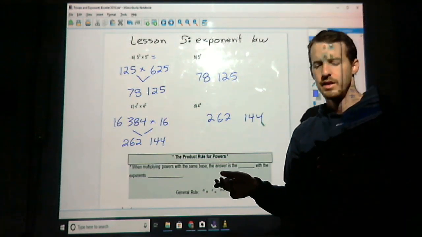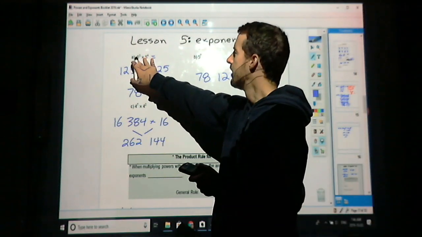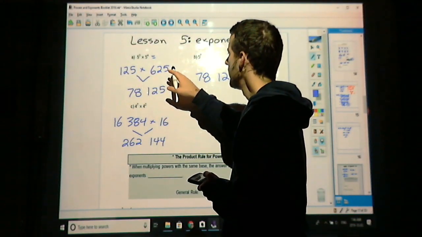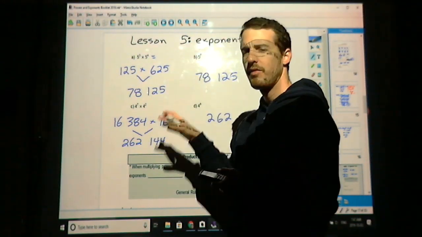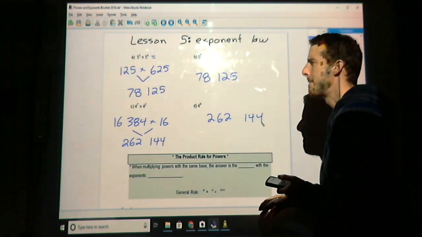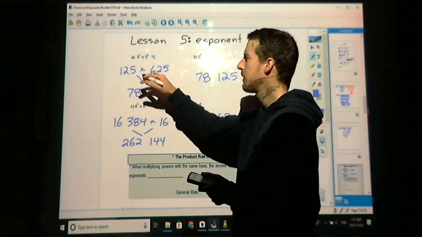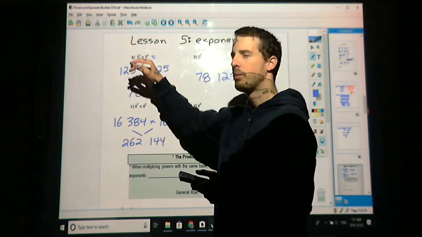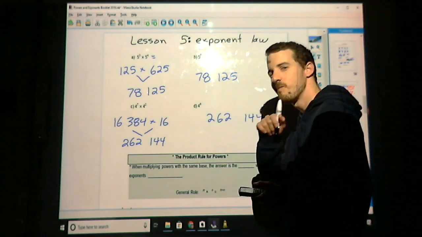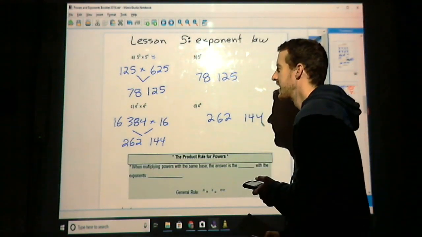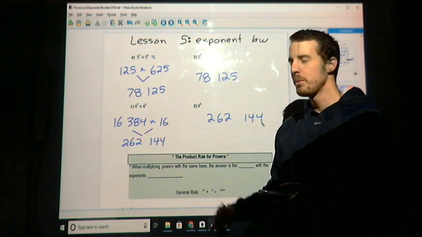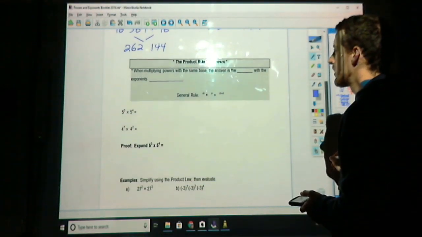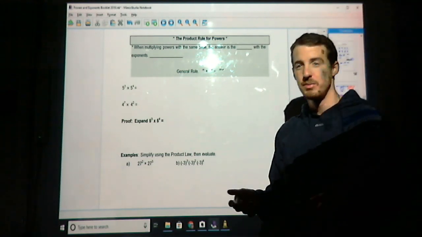Why is that? We have 5 to the power of 3 times 5 to the power of 4 is the same as 5 to the power of 7. It's almost like we can add these exponents together when multiplying powers. Very interesting. So why don't we put that into an actual written rule, and this is something you'll be able to use for the rest of your math year.